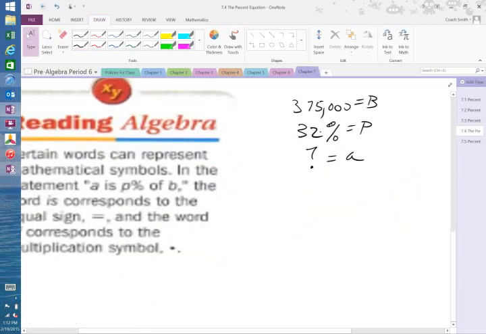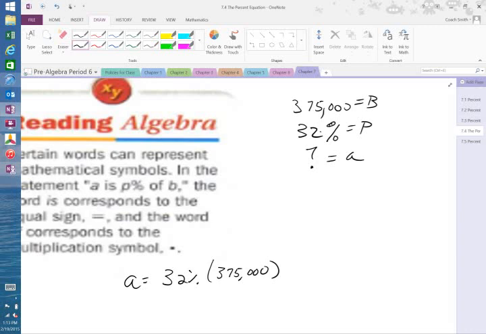So they wanted to set it up as an equation, not as a proportion. We need to learn how to do the equation method. So it's A is equal to 32% times 375,000. That's how we figure A for this particular problem. Now, we're looking for A, so therefore, this is what we do. We multiply.